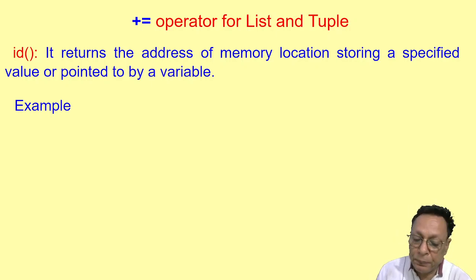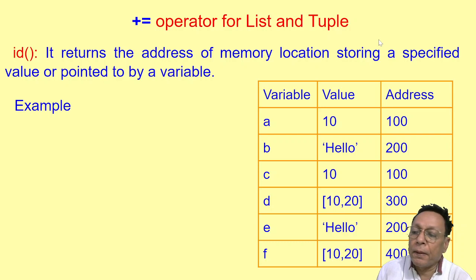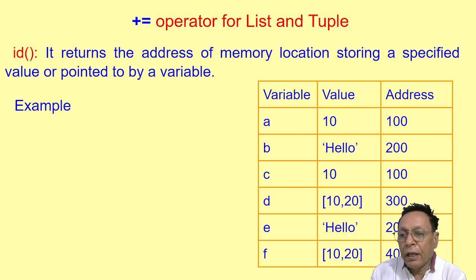So for example, if I have variables like A, B, C, D and E, variable A holds the value 10, that is an integer, and suppose it resides at address 100 in memory. So the address of integer 10 is 100. Whenever we use A, it will fetch its value from address 100. So the ID of variable A should be 100.